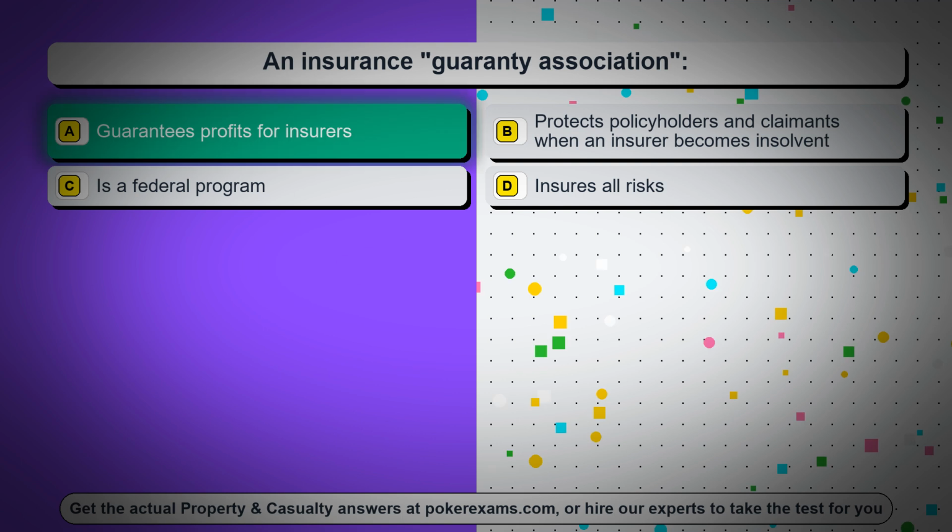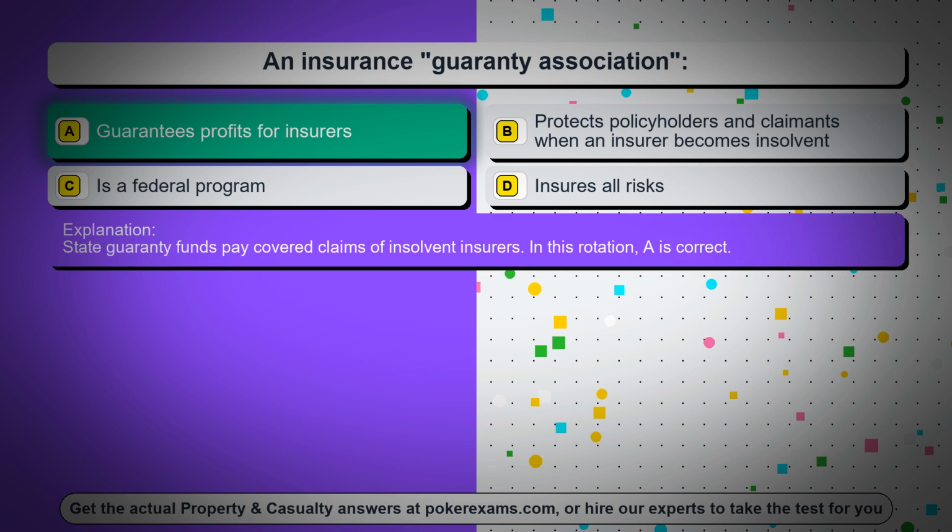The correct answer is option A, guarantees profits for insurers. State guarantee funds pay covered claims of insolvent insurers. In this rotation, A is correct.